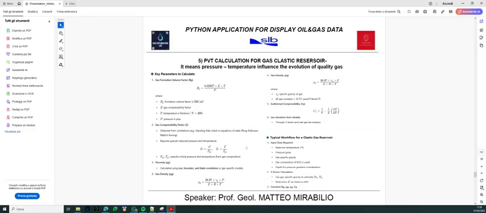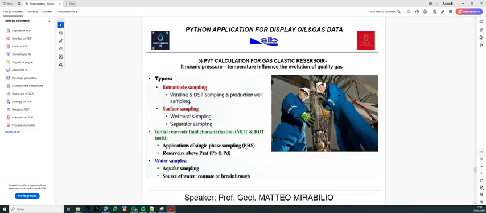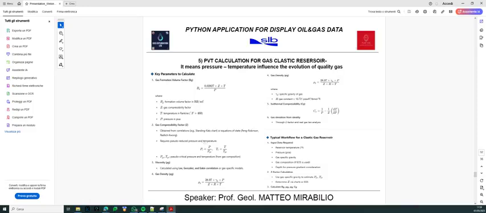Go fast and I show you the code, because this part is a really technical physical engineering part for gas reservoir. I show you the code.